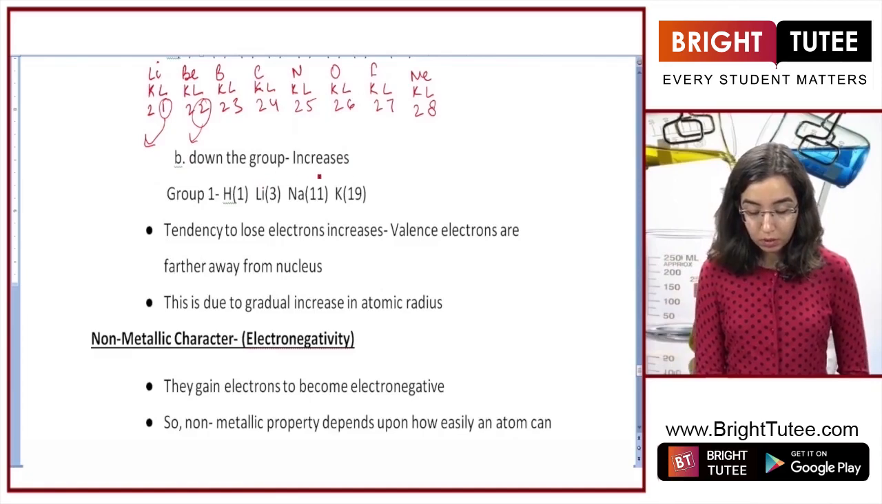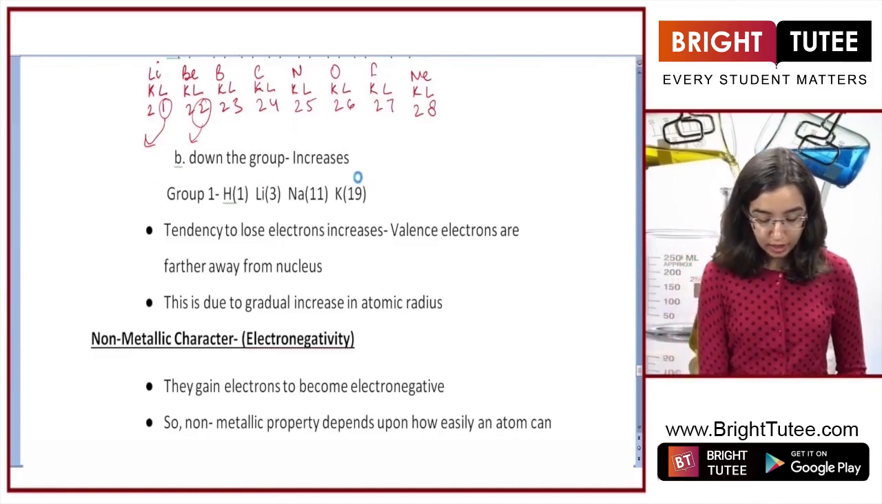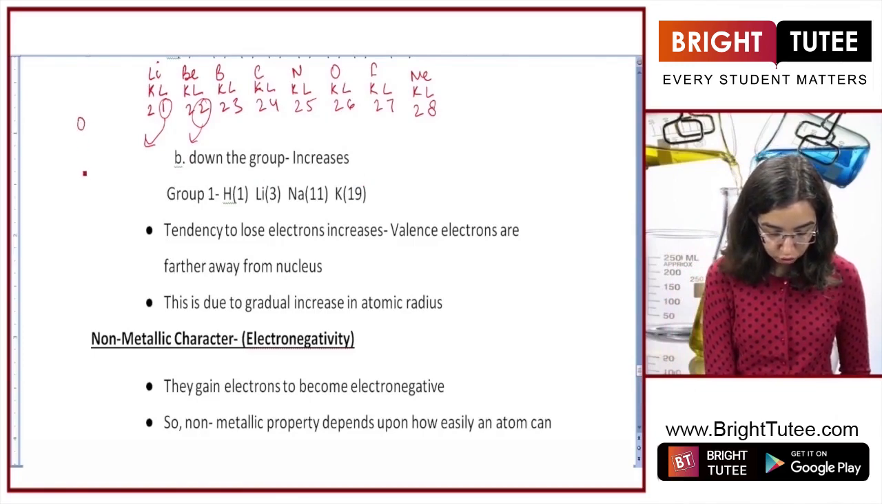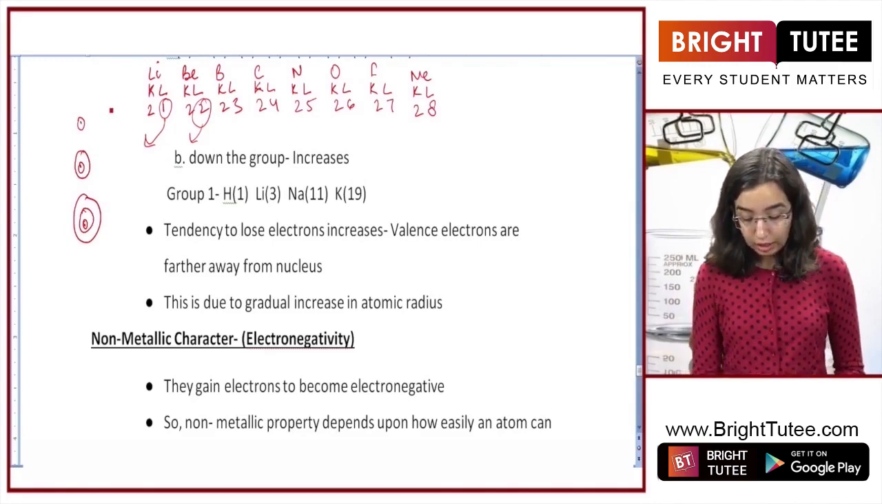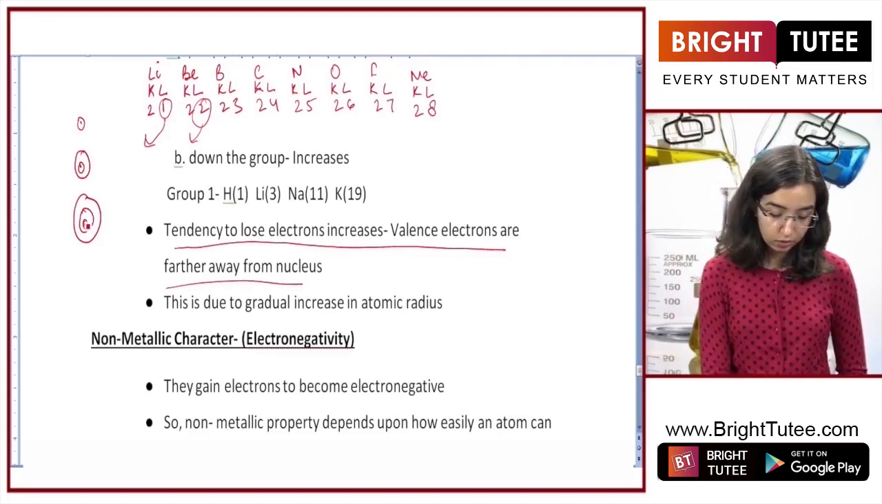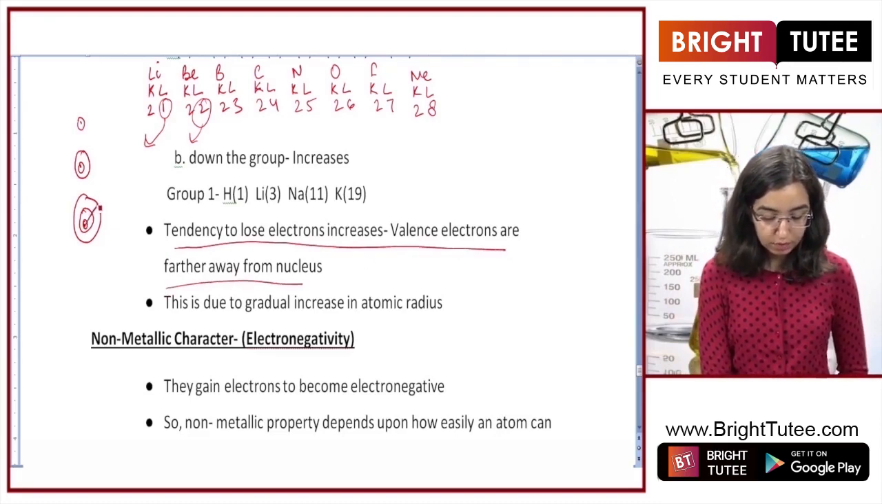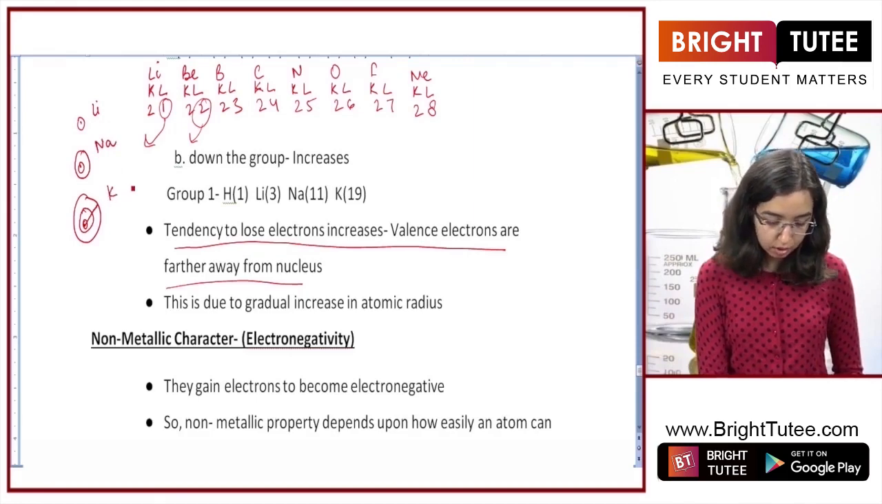Now, when we talk about going down the group, the metallic character increases. Why does this happen? This happens because when we are going down the group, you see that the number of shells is increasing. And that is why the nucleus, which is in the center, becomes farther away from the outermost shell. So the tendency to lose an electron increases because the valence electrons are farther from the nucleus. So if you compare the nucleus here, which is much farther, say this is lithium, this is sodium, and this is potassium, for example.